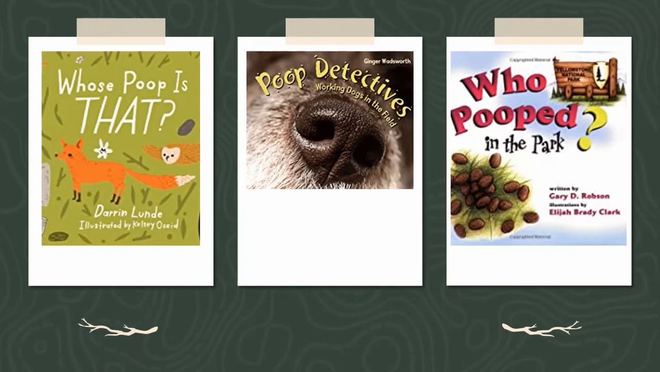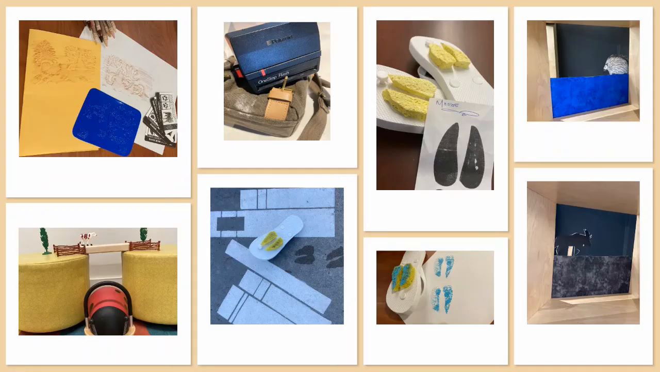You can keep the learning going with more books. One is Whose Poop Is That? The other is Poop Detectives, and the other is Who Pooped in the Park. Definitely get kids' attention when we mention all these cool, fun words. But this lets you take a look at the serious science of scat and determining what animals have been there. You may not have seen the animal, but we have evidence to see what they're doing. Poop Detectives is great for seeing dogs that actually gather scientific data and help the scientists in the field.